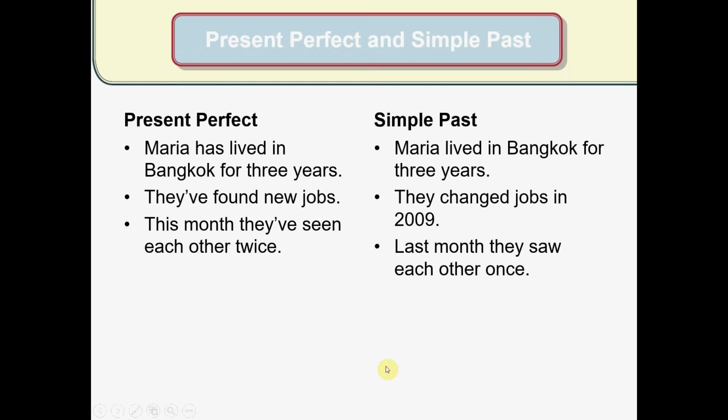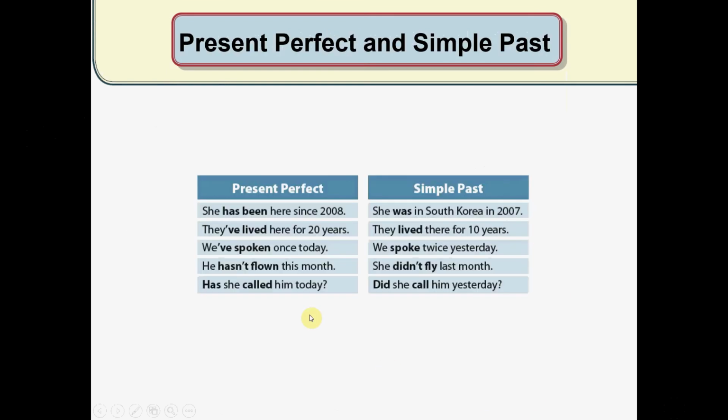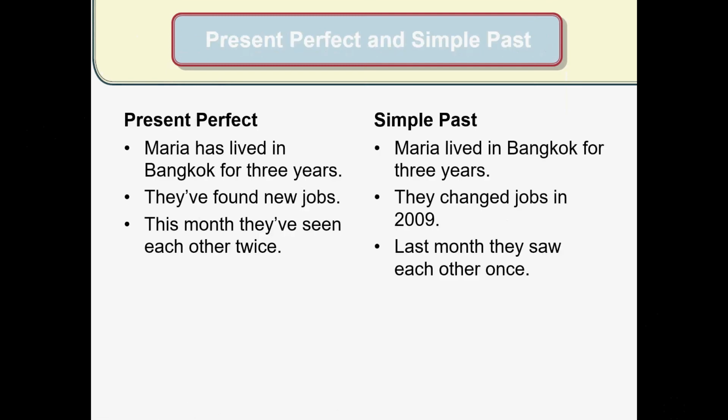Okay, let's go back and look at this chart. These are example sentences for present perfect and simple past. Take a quick look at these example sentences. Now let's look at two more new sentences that I want you to look at. They found new jobs and they changed jobs in 2009. Look at these two example sentences.